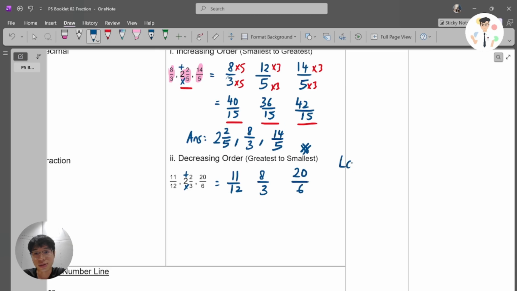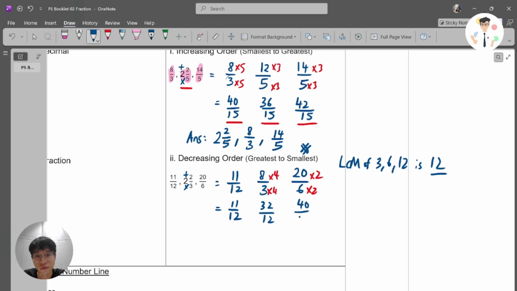And what is the LCM of 3, 6, 12? You know, 4 times 3 is 12, 6 times 2 is 12. So it's 12, right? So we can convert all of these to 12. We multiply by 4, we multiply by 2, and this will give me 11 out of 12, 32 out of 12, and 40 out of 12.